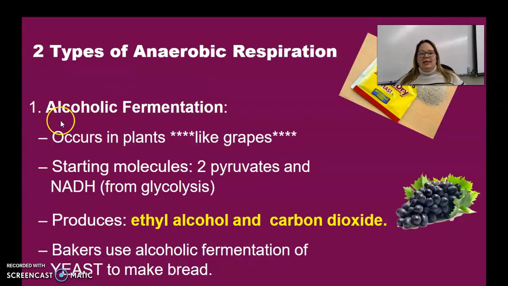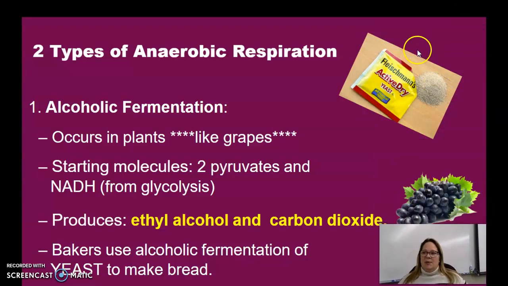The first type is alcoholic fermentation, which occurs in plants such as grapes. It's how wine and beer are made. The byproducts are ethyl alcohol, which is ethanol, the consumable form of alcohol, and carbon dioxide, some bubbles. It's also used in baking: yeast makes CO2 to make bread and cakes rise, and the alcohol is burned off in the process of baking.